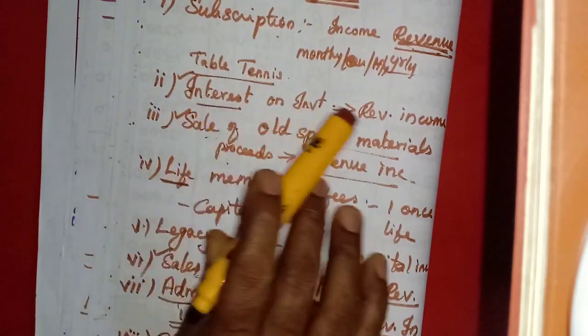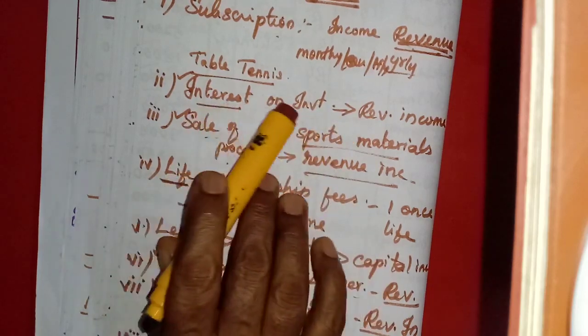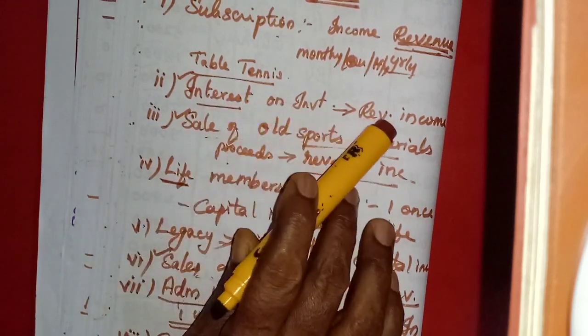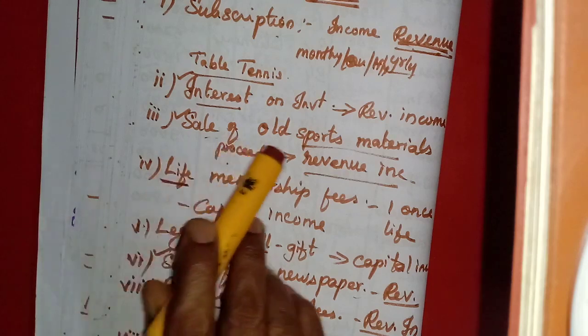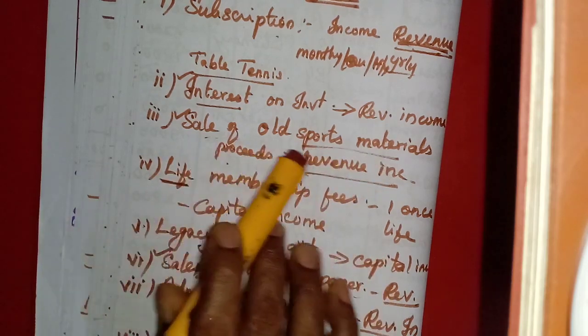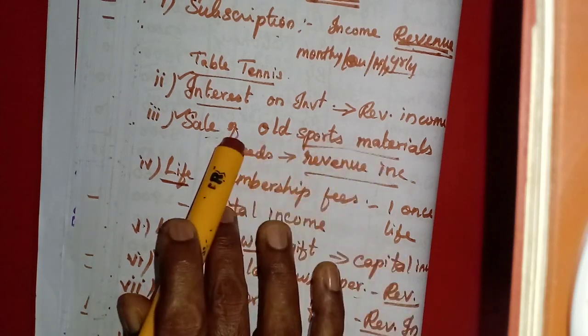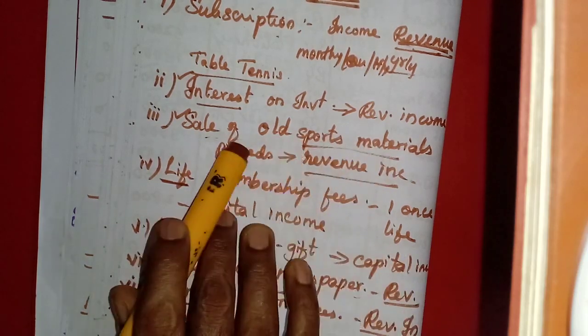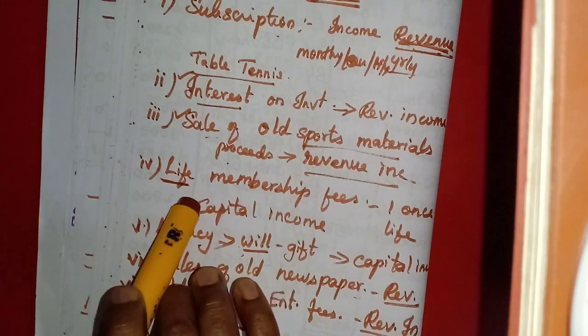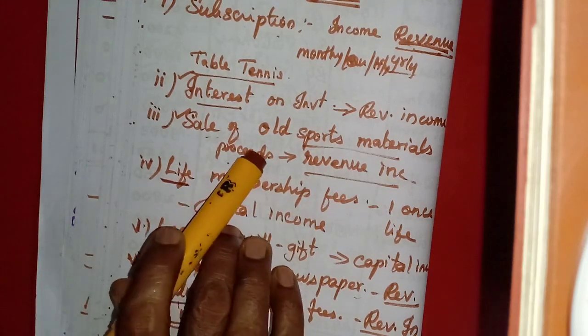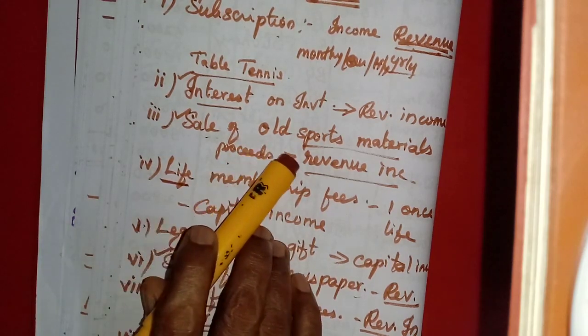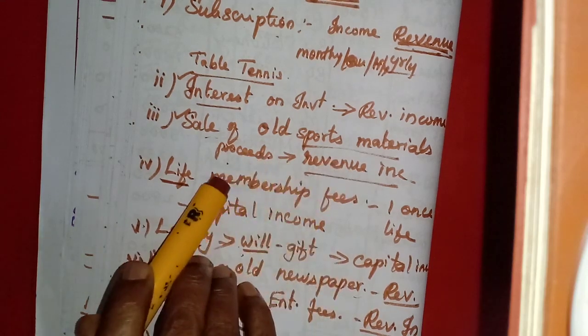Then interest on investment: very clearly, interest will be received every year or every month, so it is revenue income. Sale of old sports materials, this is revenue income. You see, purchase of sports materials and sale of sports materials. Revenue income. There we never write the purchase, only the sports materials consumed.